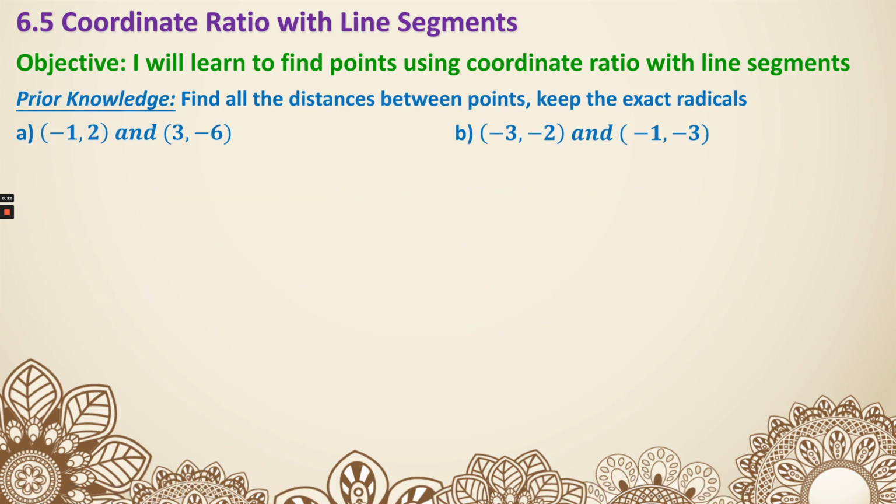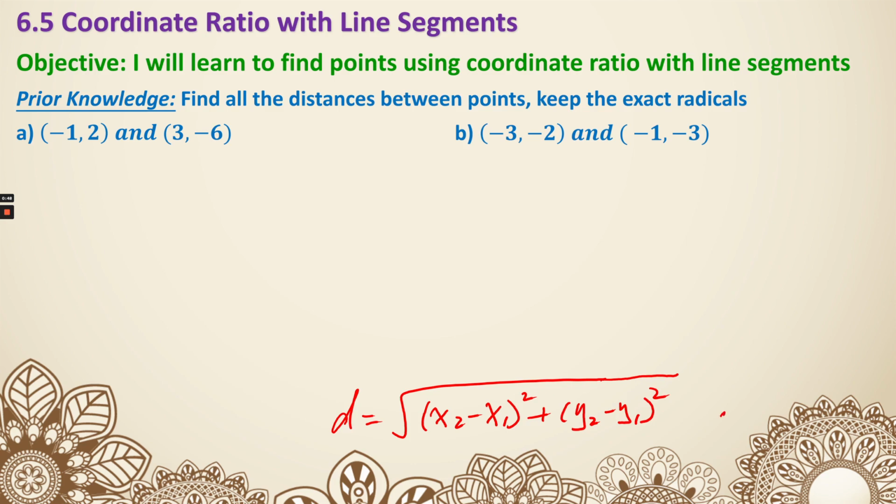Prior knowledge: distance. Even though eventually we're not going to use distance to solve the more complicated questions, it's a good review. The distance formula is the square root of x2 minus x1 squared plus y2 minus y1 squared. If you have two points in a coordinate system, you can form a right triangle. Horizontally that's your x2 minus x1, and vertically that's your y2 minus y1. That's why it's a squared plus b squared, then we take a square root to find the hypotenuse.